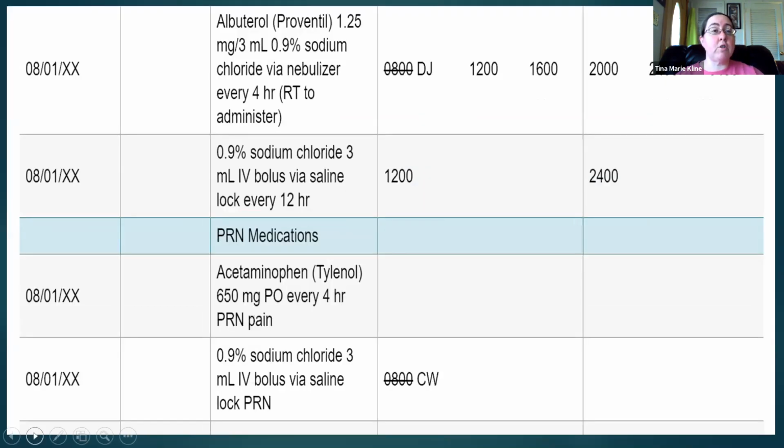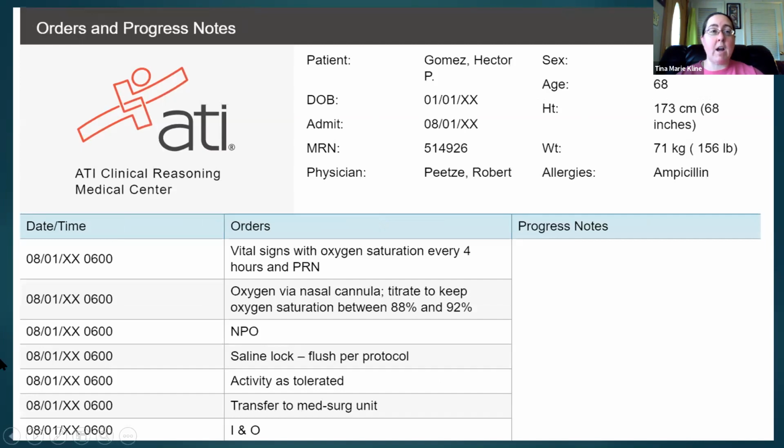Same thing here. Look, there's your breathing treatment. There's your saline lock flush. You also have an antipyretic analgesic there as well. Okay, so those are your orders. So when you talk about client-specific treatment, you can pull from the meds. You can also pull from the actual orders and progress notes. So here you can see how the vital signs were prescribed. You can see what the oxygen order was.